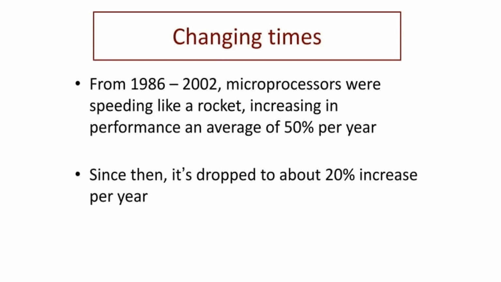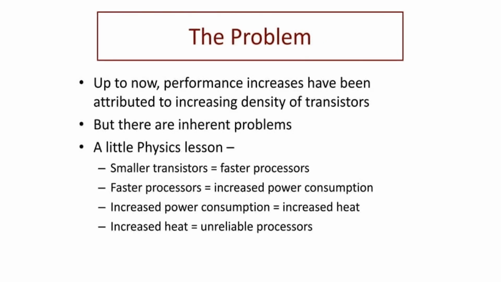Changing times. From 1986 to 2002, microprocessors were speeding like a rocket, increasing in performance an average of 50% per year. Since then, it has dropped to about a 20% increase per year. What was the problem? Up to now, performance increases have been attributed to increasing density of transistors. But there are inherent problems.